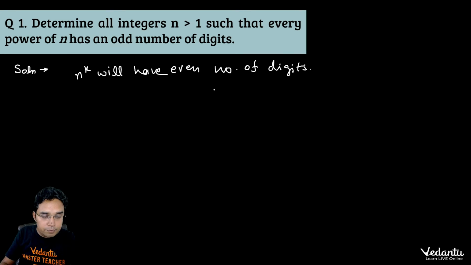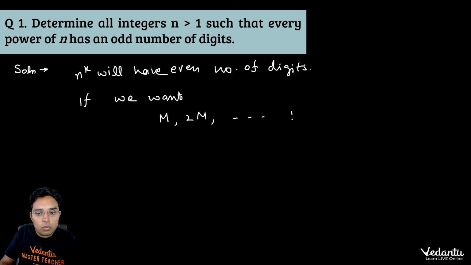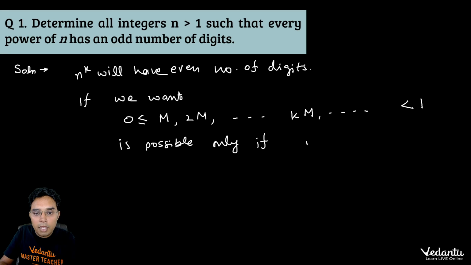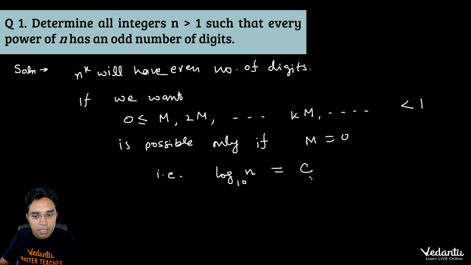If we want this m, 2m, 3m, and so on, km, and in fact for all values of k, to remain less than 1 and greater than or equal to 0, that is possible only if m is equal to 0. That means my number log n base 10, the original one, will be equal to c only, the m value will be 0, and c was an even number, so this n will be equal to 10 raised to the power c, and c is an even number.